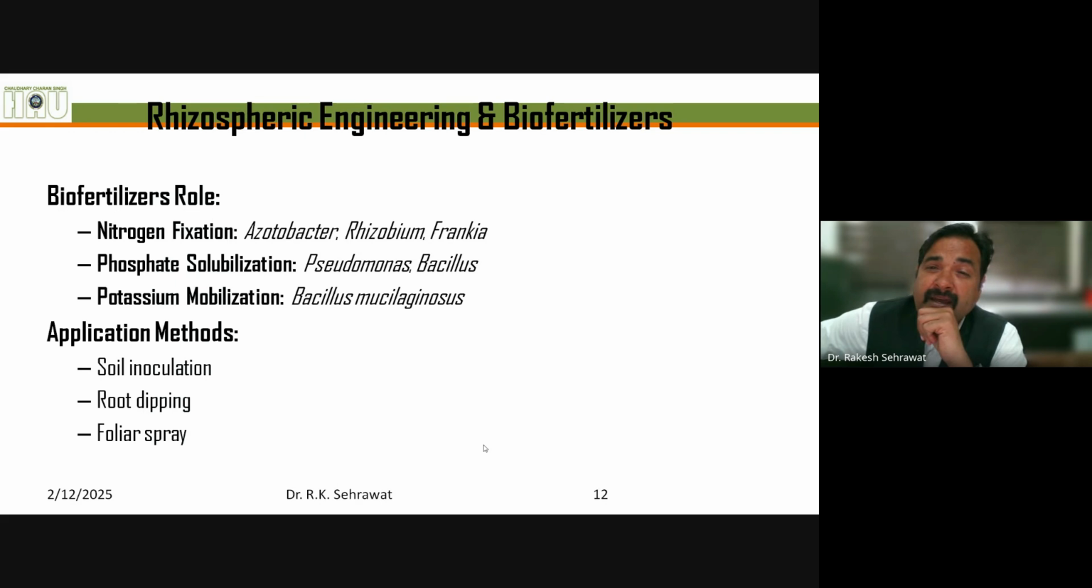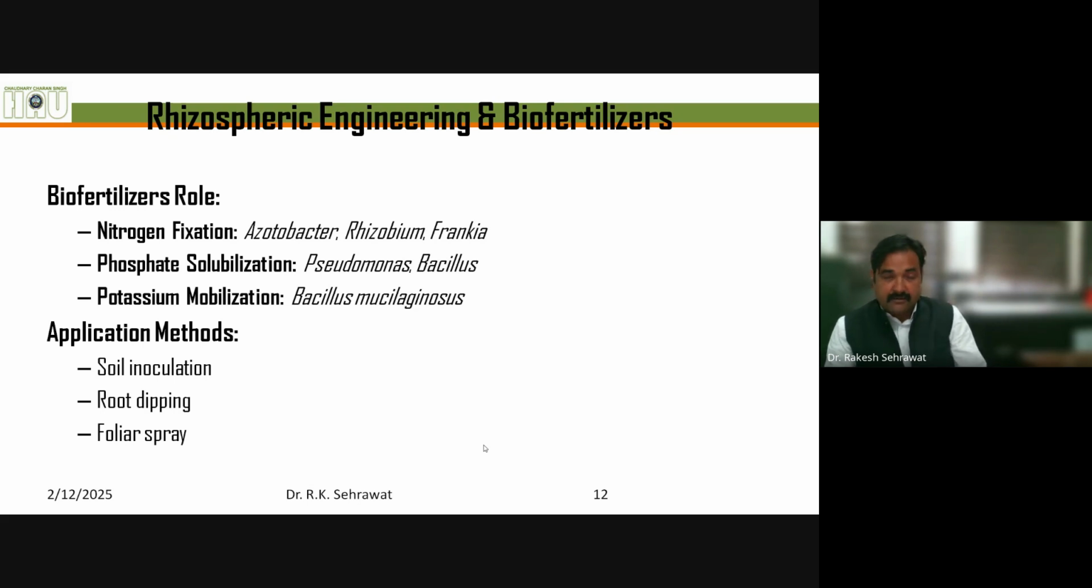The biofertilizers, bio plus fertilizers, are the living organisms which provide nutrients to the plant, and the nutrient may be nitrogen fixation, phosphate solubilization, or potassium mobilization. A few very well established examples are Azotobacter, Rhizobium, and Frankia, Pseudomonas and Bacillus for phosphate solubilization, and Bacillus mucilaginosus for potassium mobilization. The application methods of the biofertilizers are soil inoculation, root dipping, and foliar spray. Soil inoculation is of two types: you can add it directly into the soil, or you go with seed treatment. Ultimately, we have to transfer the microorganisms into the soil, whether it's seed inoculation or soil inoculation.